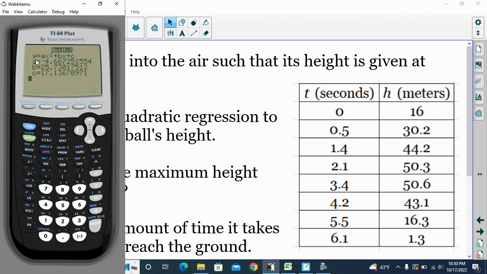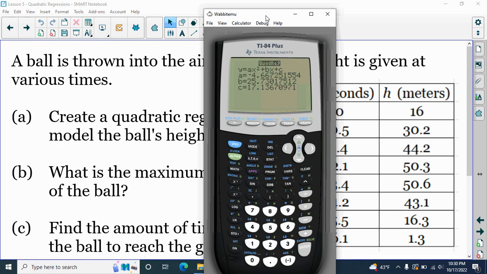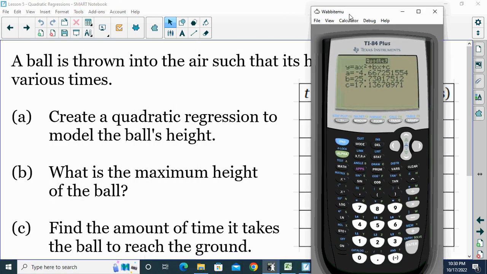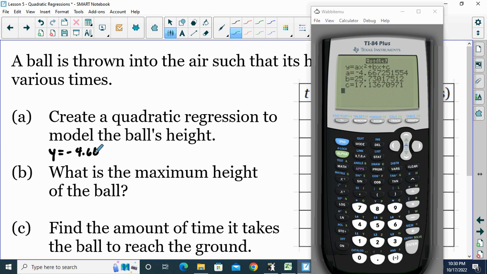The first thing is it's going to tell me my regression equation. That's our answer to part A. That's what we want. So part A, I guess it didn't explicitly ask for it, but part A wanted us to write down the quadratic regression equation. Our answer there is y equals negative 4.667 x squared. I guess it's height and time, so let's use those variables.